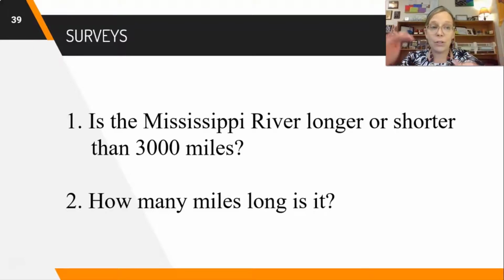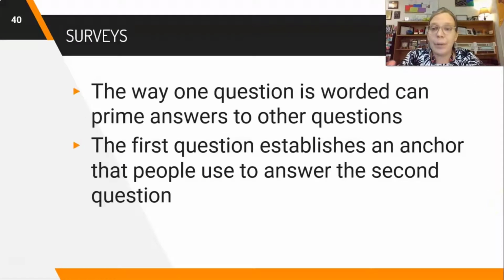And the second group always has a higher number of a prediction. So that shows us that the way you write questions and even the order that you write your questions in can affect the way that your respondents are going to respond to your survey. So you have to be very, very careful about how you write these. So to recap, the way one question is worded in your survey can actually prime your respondents to have certain answers to the other questions. The first question sort of establishes an anchor that people use to answer the rest of their questions. So that's something to keep in mind if you eventually get to do a survey in this field.